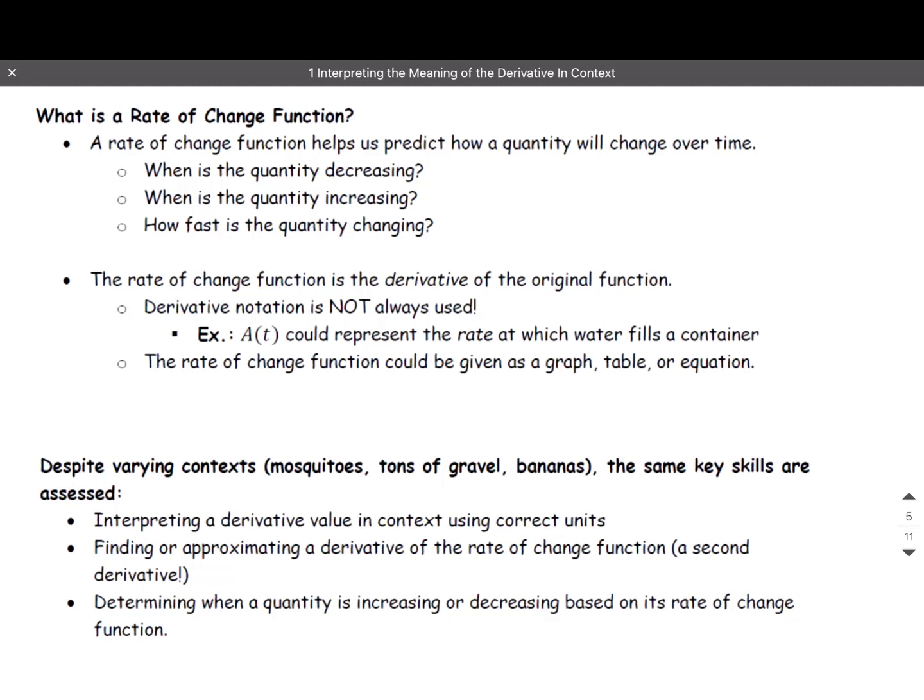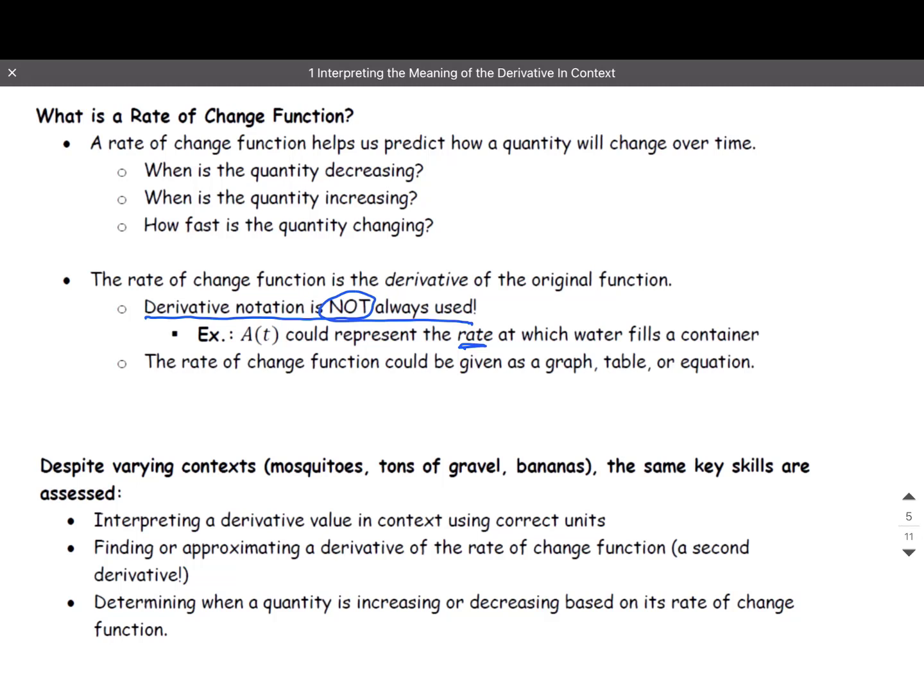The rate of change function is the derivative of the original function. However, derivative notation is not always used. Example, A of t could represent the rate at which water fills a container. That is a derivative of another function that we don't have, okay? But it is still a rate of change.